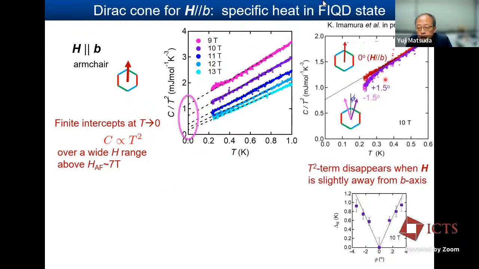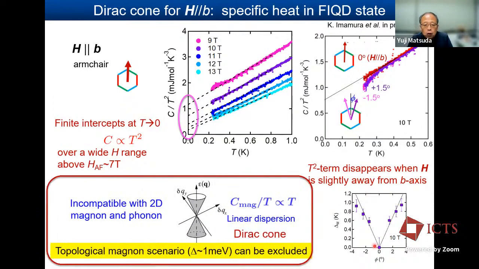Okay, then we slightly tilted the magnetic field. If we tilt the magnetic field by only 1.5 degrees, the T squared term disappears when the field is slightly away from the B-axis. This suggests the gap closing occurs, as shown here, at magnetic field parallel to the B-axis. So this is very important for the origin of the thermal Hall effect. This result is totally incompatible with the 2D magnon and phonon. So this means the magnetic contribution of the specific heat shows T squared dependence, namely linear dispersion, indicating Dirac cones. So based on this result, we exclude the topological magnon scenario, in which the gap is of the order of 1 meV.